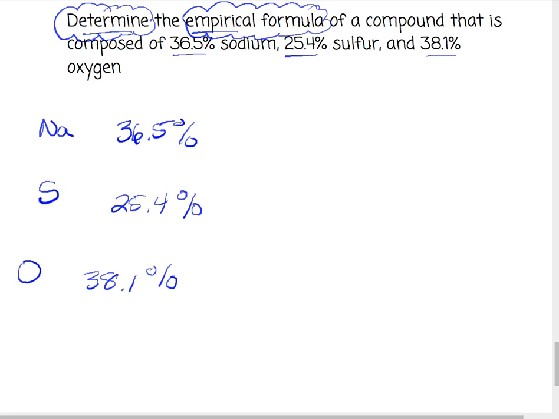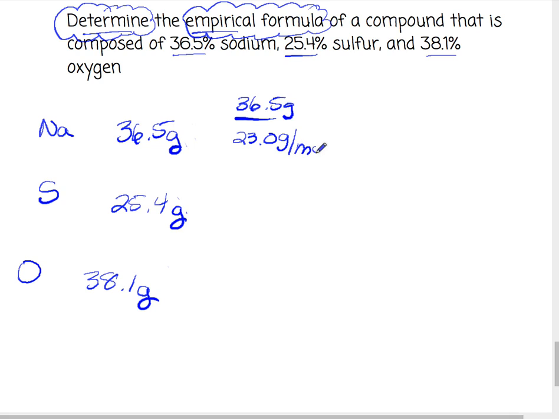Okay, let's go through the steps. Step 1. Get rid of the percents and change them to grams. When we do that, we're assuming that we have 100 grams of the substance because we had 100%. Step 2, we're going to take the grams that we are given, 36.5 grams, and change them to moles by dividing by the molar mass from the periodic table. When we look up sodium on the periodic table, rounded to the nearest tenth, sodium's molar mass is 23 grams per mole.